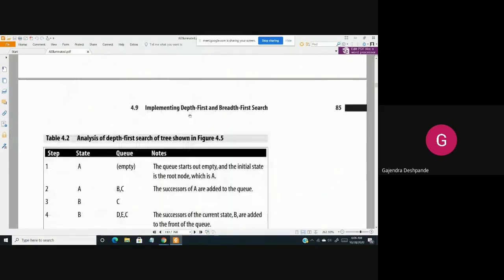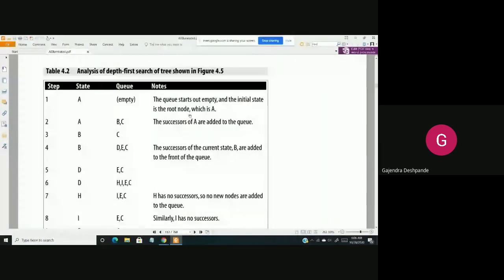So when you apply the algorithm, you see here that we have assigned the root node as the first state in our first step. You can see here we have written A, and this is the initial state. At the initial state you will be having A in the state, and your queue will be empty, right? That's why the description is written: the queue starts out empty and the initial state is the root node, which is A. Now, A is not a goal node, right?